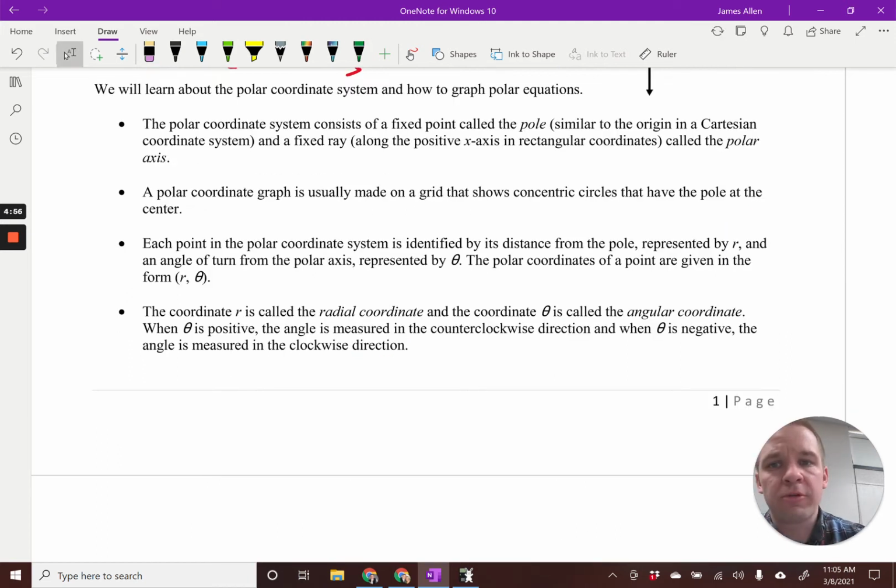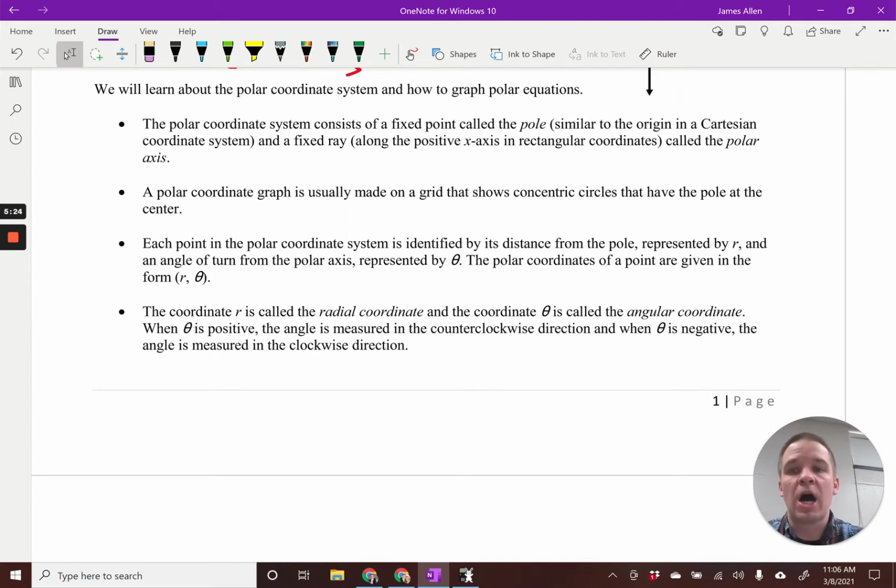All right. So the polar coordinate system consists of a fixed point called the pole, right? That's similar to the origin. As I said, we're going to have different words here. And a fixed ray along the positive x-axis in rectangular coordinates, right? That's what I said. We're going to call it the polar axis. So the x-axis is now the polar axis. The origin is now our pole. All right. So you're going to hear those words used. You should know what they mean.